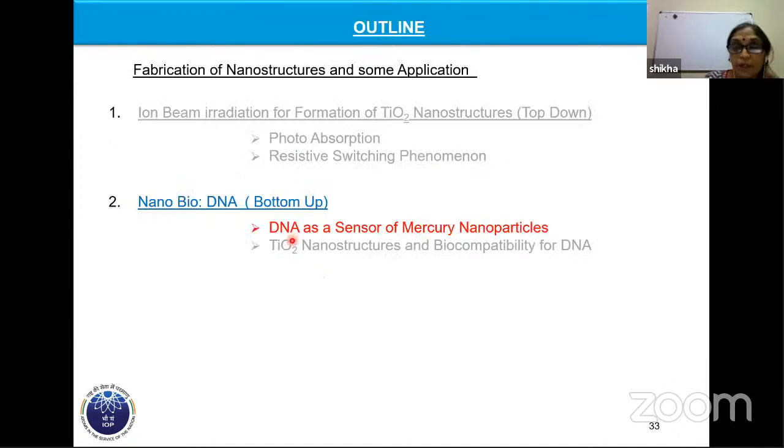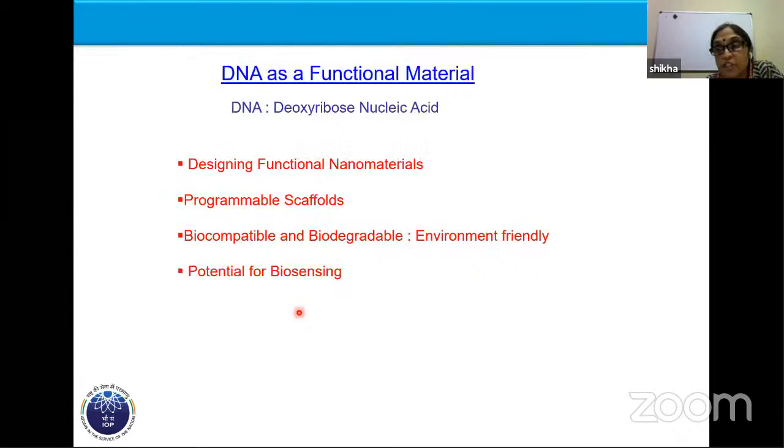So next we go to the nanobio section. Here we will apply the bottom-up approach of using DNA to make some nano materials and also to use DNA as a sensor. So DNA is a functional material. In usual material science, we don't consider DNA as a material, but it is a very interesting material. It can also be used in designing functional materials. It's a programmable scaffold. Of course, it is biocompatible and biodegradable, so it is considered environment friendly, and it also has potential for biosensing.